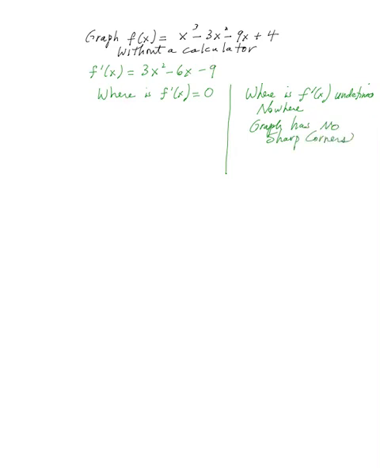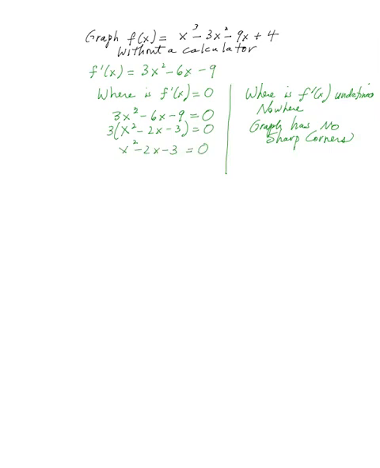Okay? Where is the first derivative equal to 0? Well, let's just set the first derivative equal to 0 and solve for x. This is a quadratic equation, so either factor or use the quadratic formula, but I know I can factor out a 3, can't I? Now I can divide both sides by 3. I can hear someone saying, where did that 3 go? Well, I divided both sides by 3. 0 divided by 3 is 0.